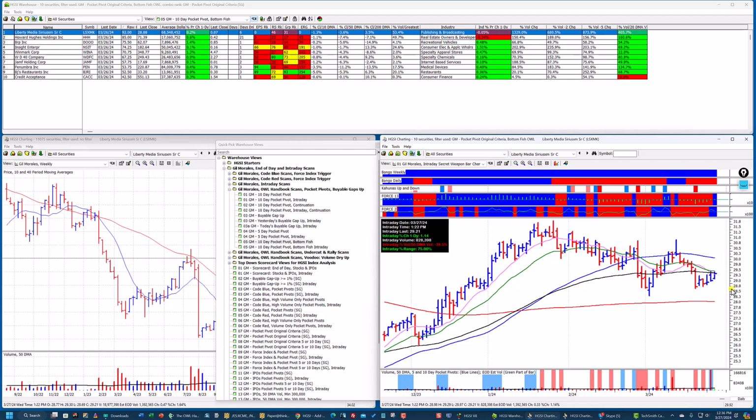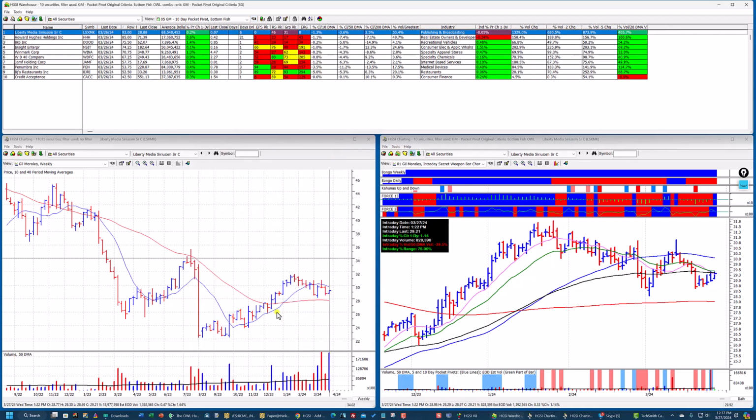This is Sirius XM. Here's your pocket pivot yesterday. The price opened higher and closed lower, but the volume was very heavy, and you can see that it's following through today. The Force 13, the Force 2 are turning positive. The long-term bongo never did turn negative. So this is a bottom fish pocket pivot. Let's look at the weekly chart.